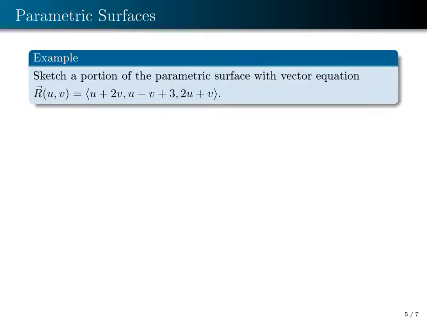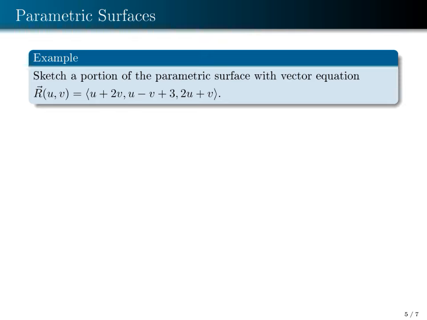In this example, we are asked to sketch a portion of the parametric surface with vector equation r of uv equals u plus 2v, u minus v plus 3, and 2u plus v. The best way to identify the parametric surface is to obtain a Cartesian equation for the surface, that is, an equation in x, y, and z.